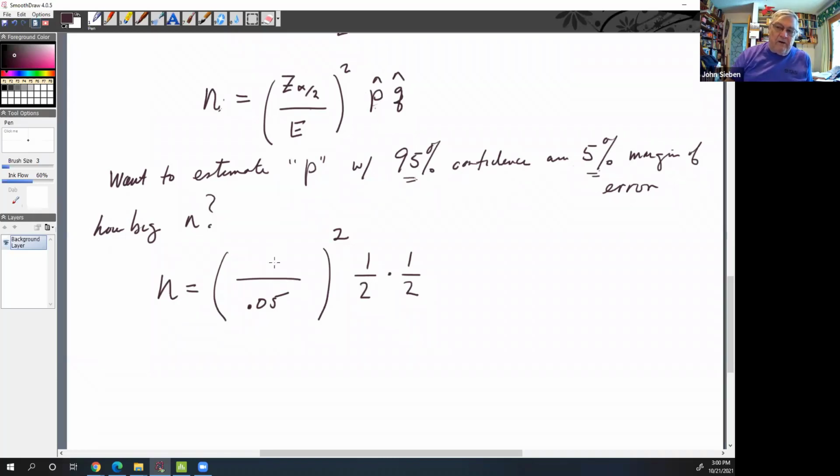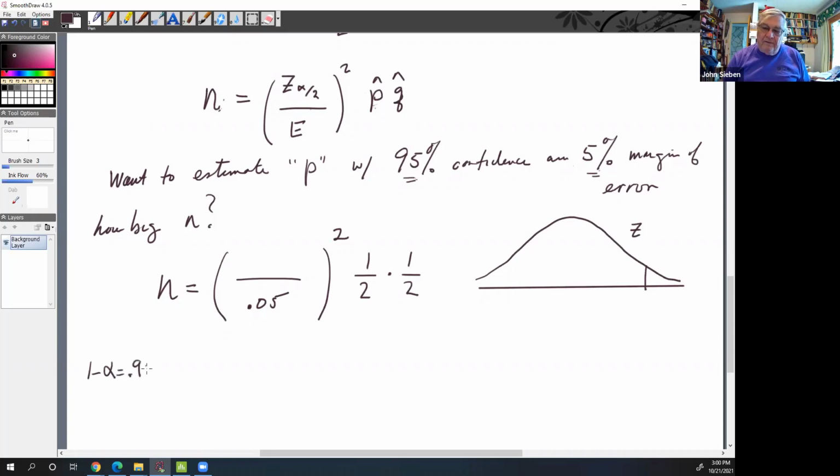Now there's one chunk left off, and that's this Z alpha by 2. And at this time, I hope that is purely mechanical for you. We've got a Z curve, and the Z curve looks something like that, and we'll put a Z on it for a label. And Z alpha by 2, now what would alpha by 2 mean? Well, 1 minus alpha is 0.95. You could do this in your head, I think. Alpha is 0.05, just subtracting. Alpha by 2 is equal to 0.025, half of 0.05.